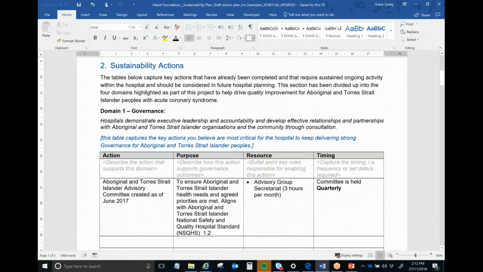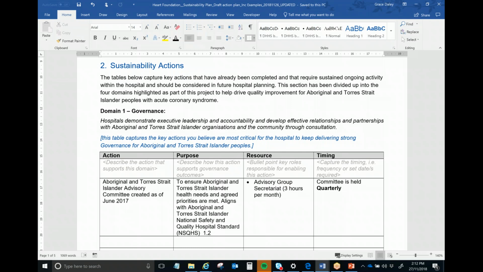The core of the structure of the sustainability plan is really focused on the actions that have been undertaken in the course of the project. Over the last 18 months, you've been working extensively across a number of different domains and areas of focus to support hospital policy, practice and activity, as well as the relationships that go around that. And what we want to do is recognise each of those domains independently and the importance of the actions that have underpinned it.